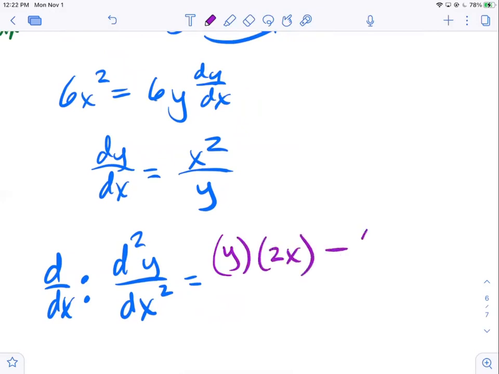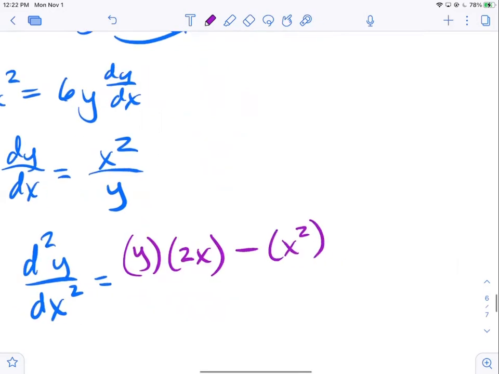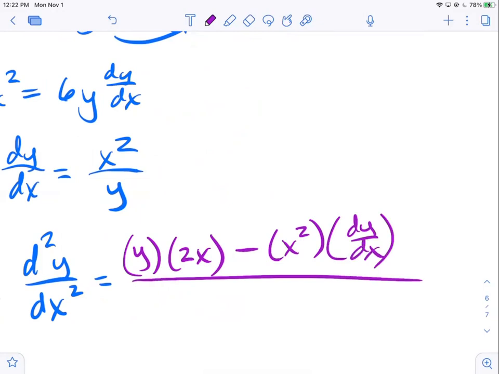Oh, d high is 2x. Hody high minus high, hello high. And then d ho is dy dx all over ho ho.